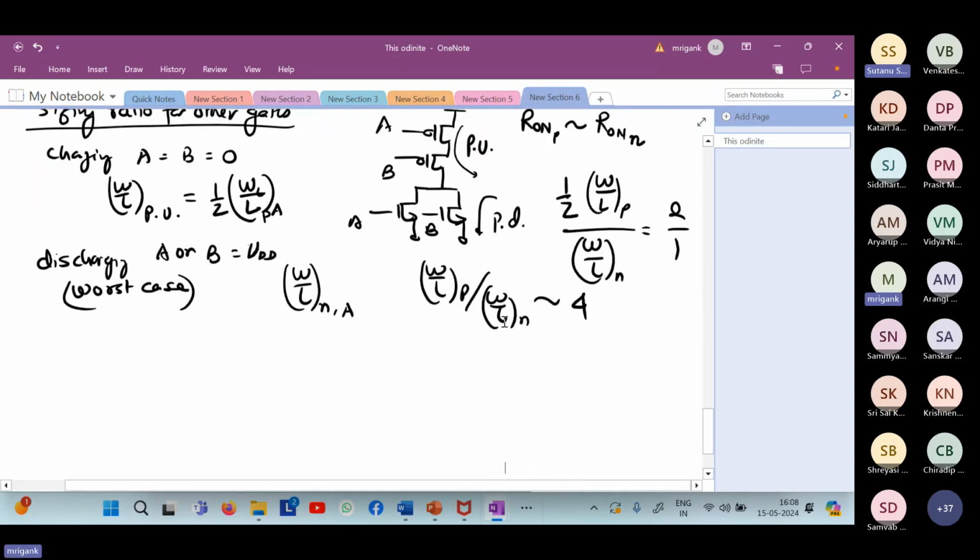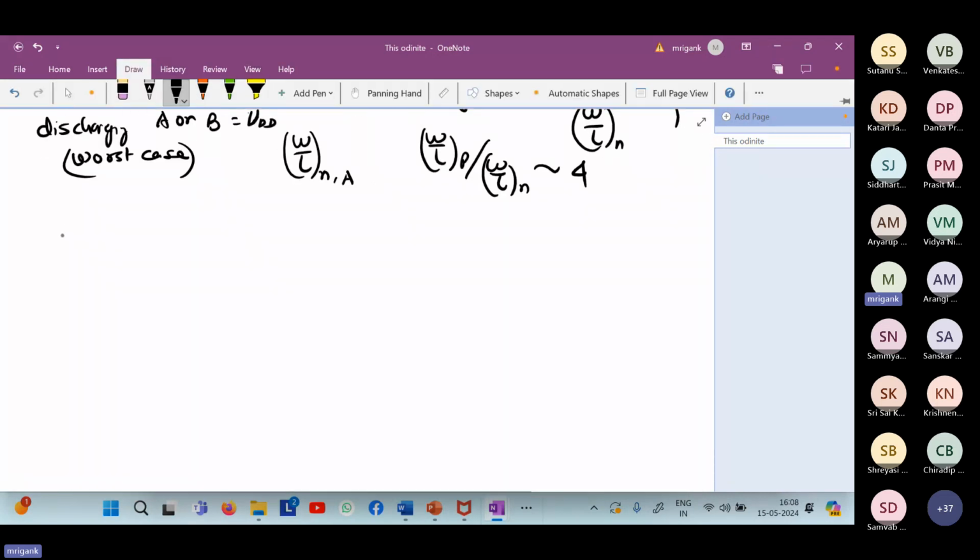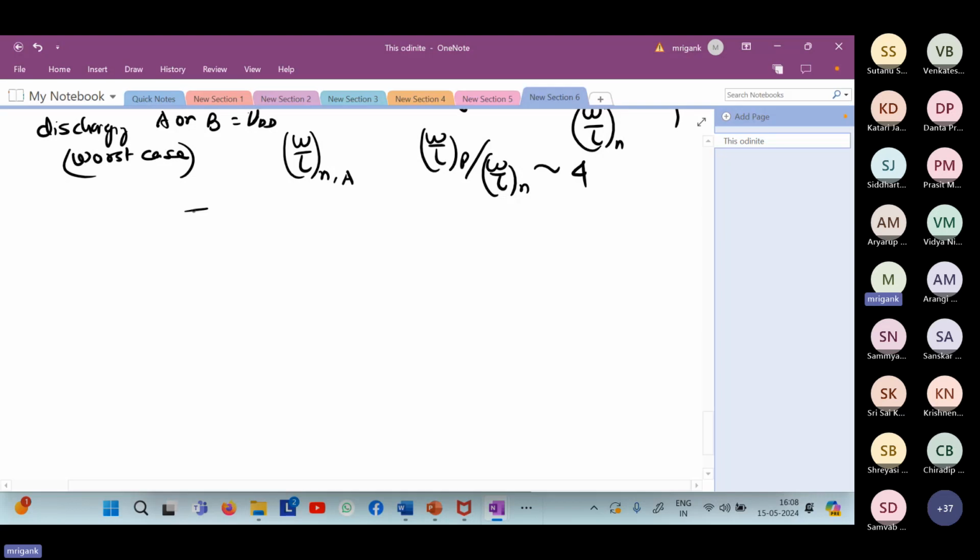And the second scenario is the NAND gate. So just the opposite, right? For the NAND gate, we have two PMOSs in parallel in the upper segment, and two NMOSs in series in the lower segment. So you have A, B over here, and you have the output over here.